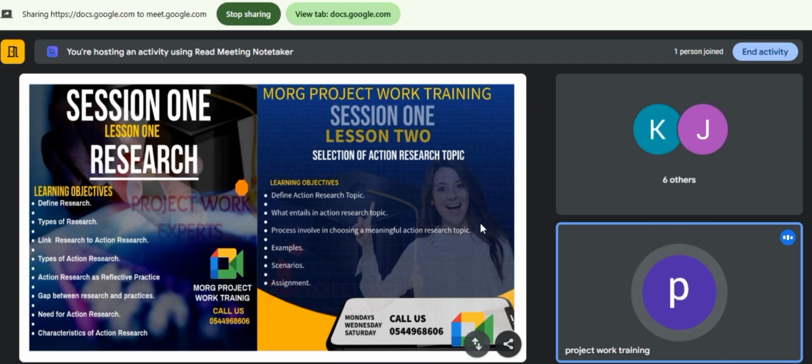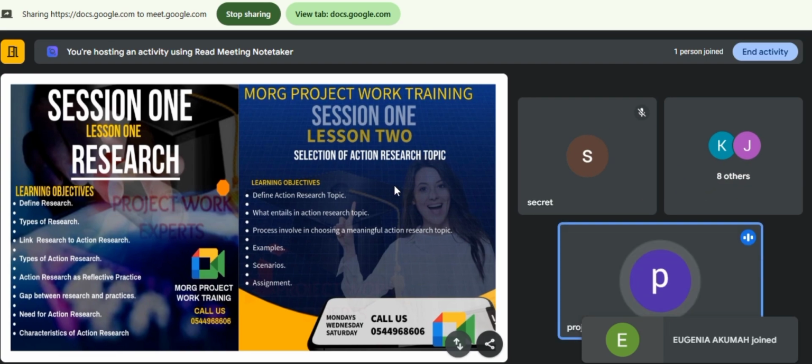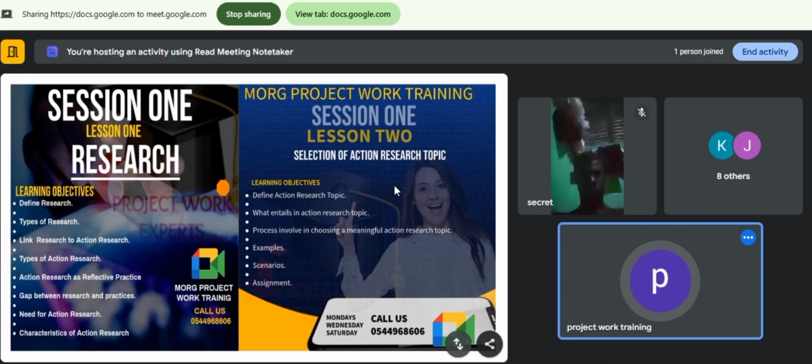And we did research, we explained research, types of research. We looked at the link between action research, then types of action research, the need for action research. Today we'll be treating selection of action research. Today we're looking at what are the ways that we will use to select an action research topic. Selection of an action research topic. What are the methods that we will use for selecting an action research topic?